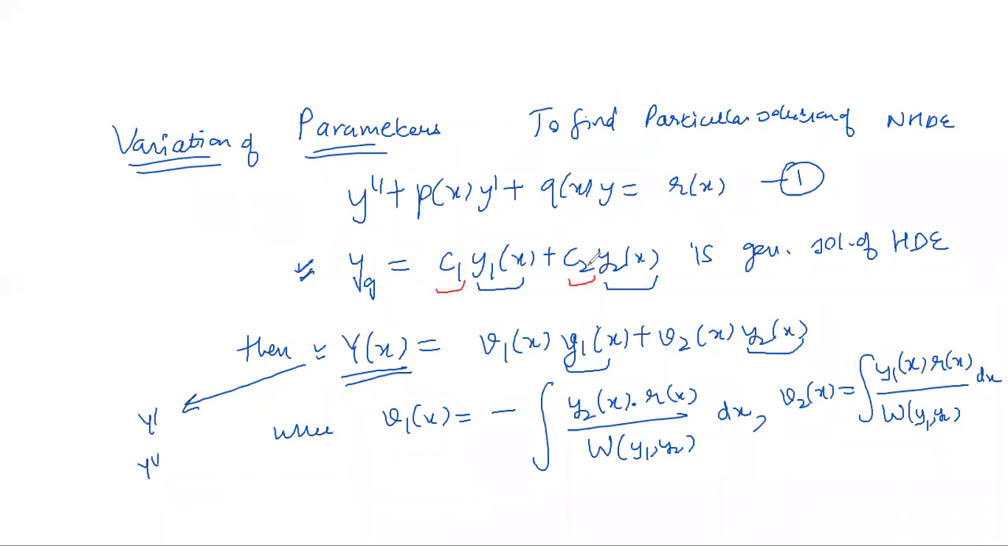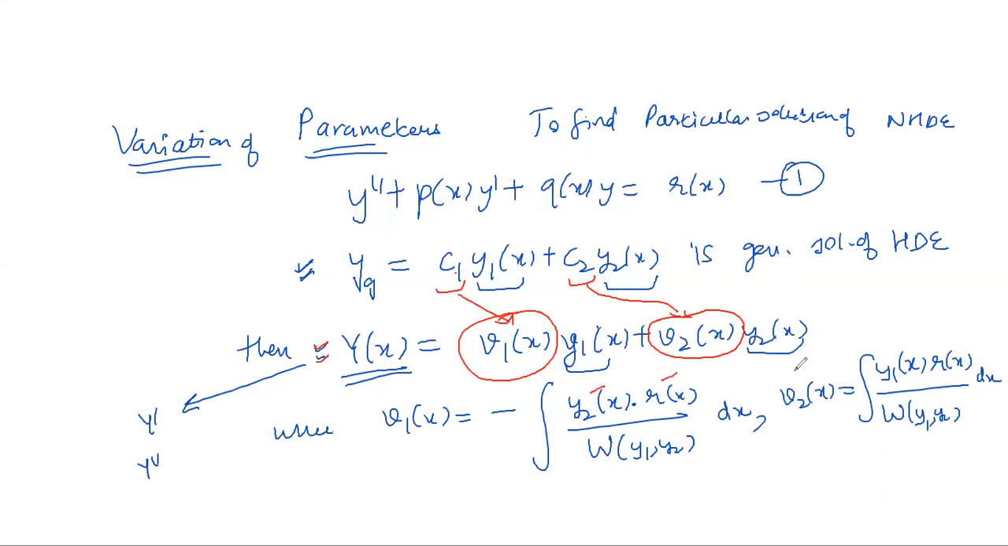C1 and C2 are arbitrary constants. These constants are replaced by functions: C1 is replaced by a function, C2 is replaced by a function. So basically V1 and V2 become your unknown functions. We just assume there is some V1 and some V2, and your y(x) looks like this. The difference is that these are constants, and these are functions. Then they derive it and find the value of V1 and the value of V2.